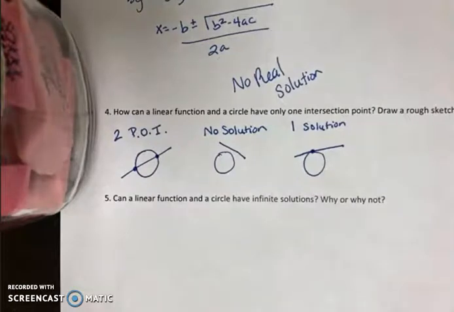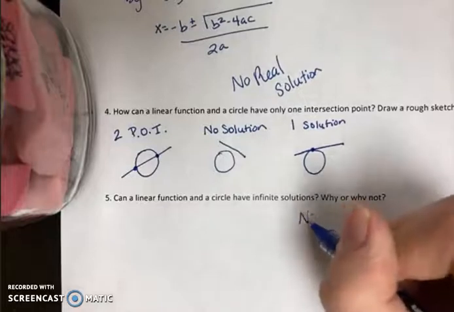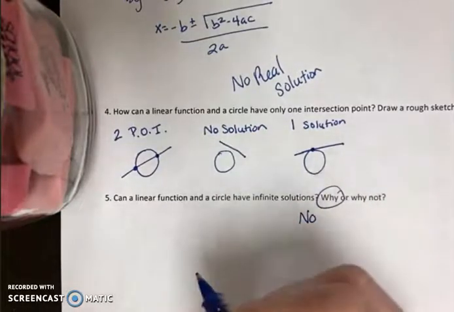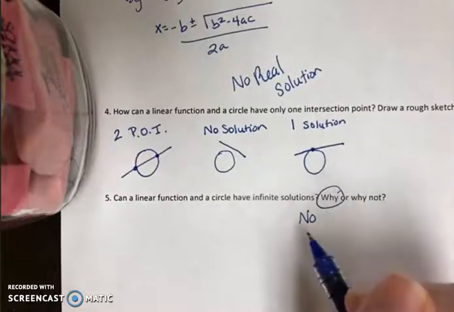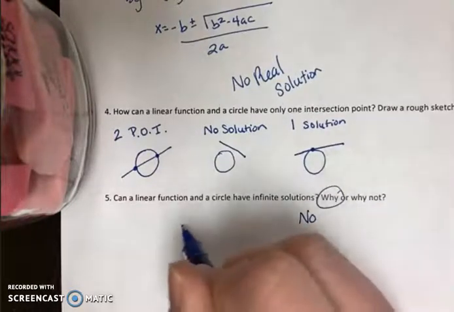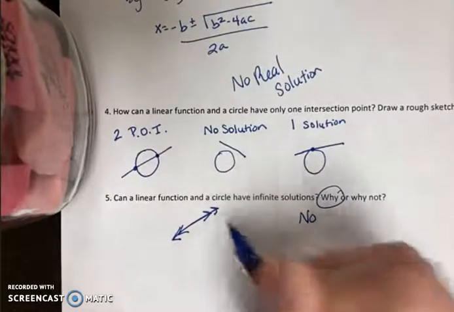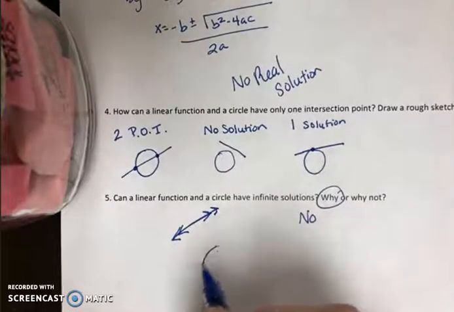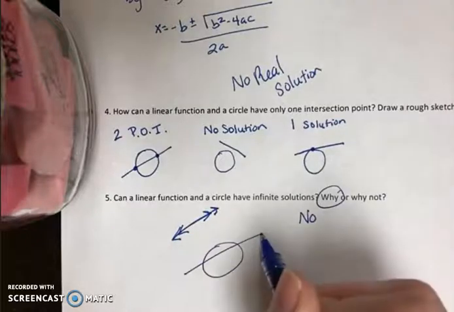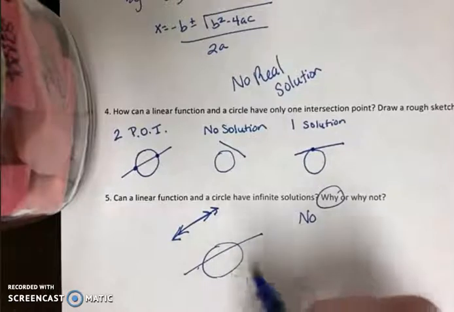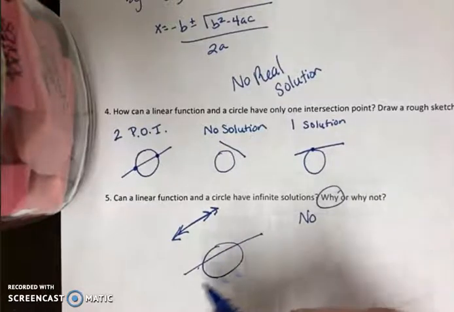Number 5 asks, can a linear function in a circle have infinite solutions? The answer is no. And the reason why is because for it to be infinitely many, they have to overlap perfectly. Like when we had 2 linear functions and they overlapped each other perfectly. That's infinitely many. There's no way using a circle and a line that you can overlap every single point. That would have to be a circle and a circle, or a line and a line.